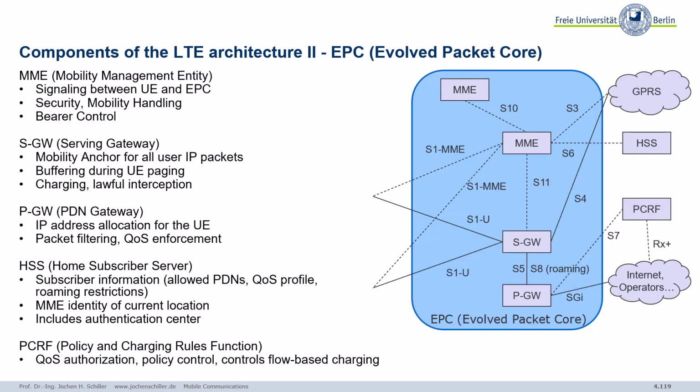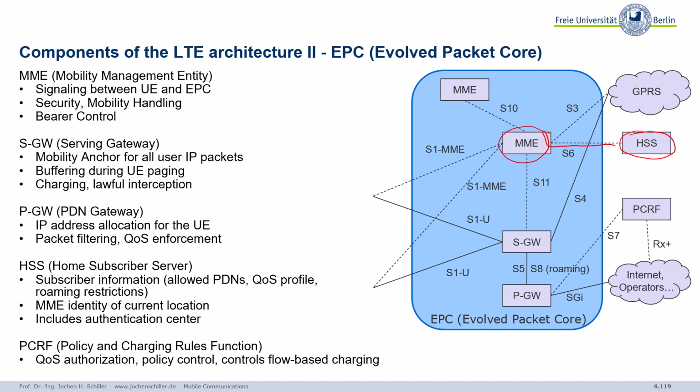Looking at the core, the Evolved Packet Core, you will find almost familiar entities. Mobility management: that's the component that performs all the signaling between user equipment and the Evolved Packet Core. That's used for security, handling of the mobility of the devices, and also you have to check the bearer of the traffic flows. So you have a control function, and the MMEs have their connection, all packet oriented, to the home subscriber server, something similar to the home location register. There we have all the subscriber information.